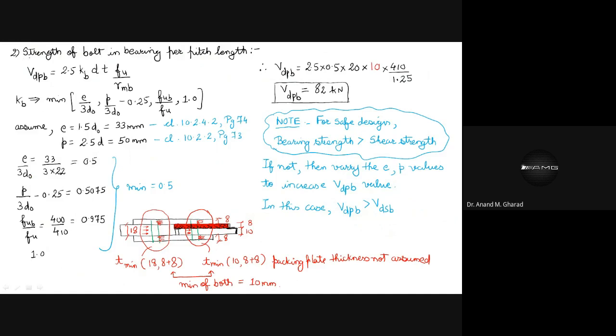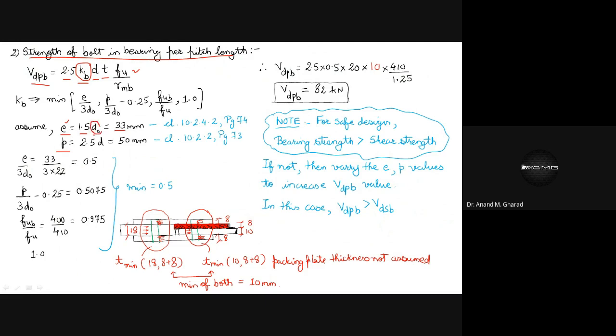Then strength of the bolt in bearing. Again, per pitch length value has to be evaluated. I will let you know why. So per pitch length distance, the V_dpb value is 2.5 times k_b d t f_u by gamma_mb. You know how to calculate k_b. Last time we discussed the calculation part. For that, we need to find out e and p. Unless some information is given, you can assume e value. Over here, I have assumed it as 1.5 times d_0. So it comes out to be 33.